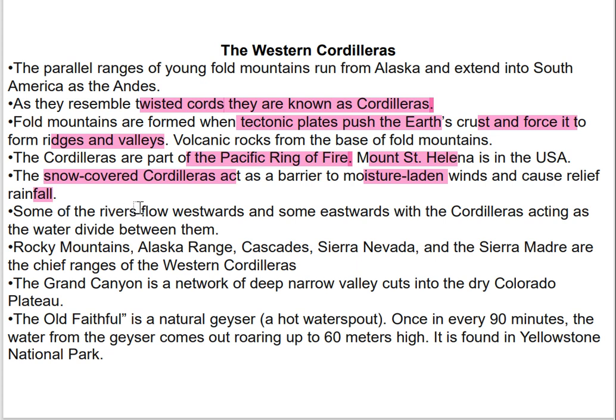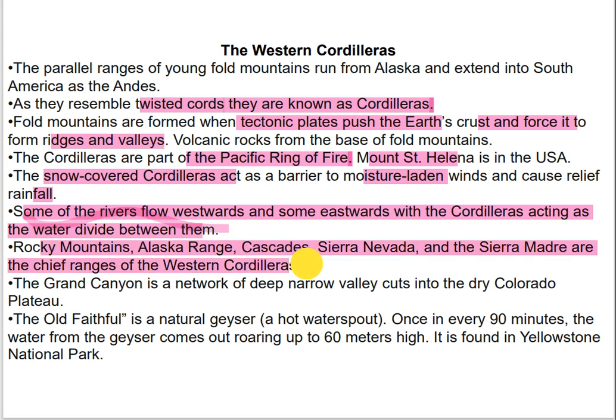Some of the rivers flow westwards, some eastwards, with the Cordilleras acting as the water divide between them. So the Cordilleras play the role of water divider, which is why it is also known as the water divider. The Rocky Mountains, Alaska Range, Cascade, Sierra Nevada, and the Sierra Madre are the chief ranges of the Western Cordilleras. We had already discussed them on the map.